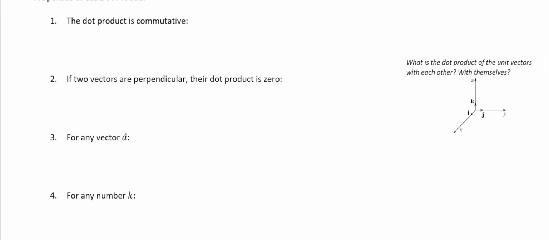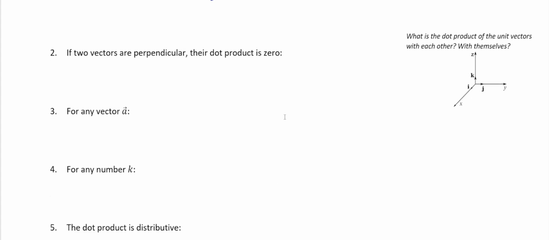Let's now look at several properties of the dot product. Well, the dot product is commutative, and when something is commutative, that means that the order of the operation doesn't really matter. So a dot b is the same thing as b dot a. If two vectors are perpendicular, their dot product is 0.